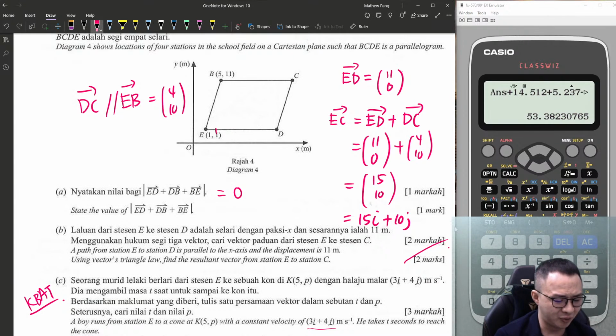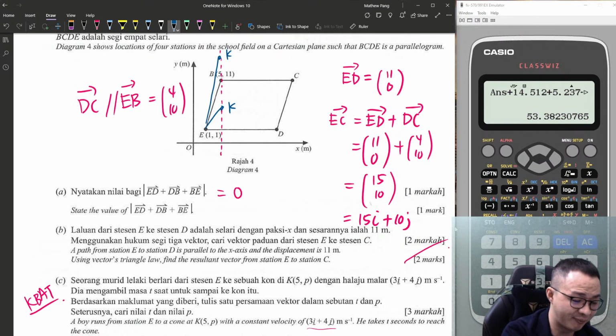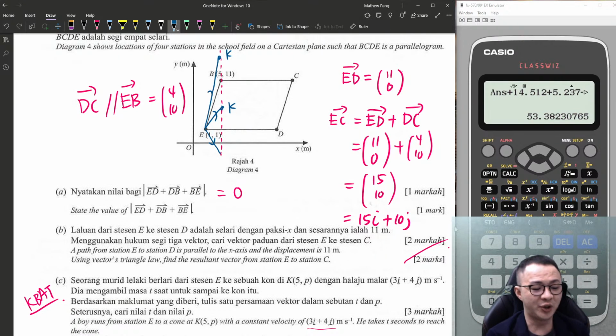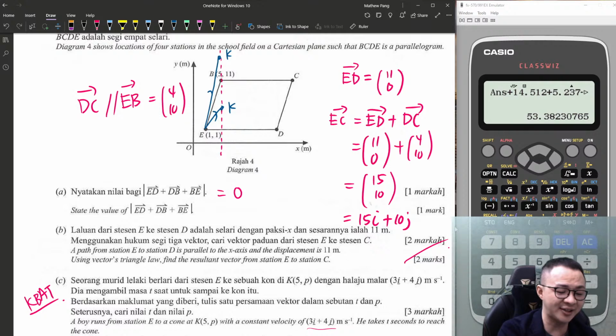they run from E to a cone at (5, p). I will just assume maybe it's on this line, because on this line x is 5, right? So from E, they run to any point on this line, we do not know. Maybe K is here, or maybe K is here, or even at the bottom. But they do give us some hints, because the velocity is 3, 4: 3 units like this, 4 units going up. So he's actually moving something like this.